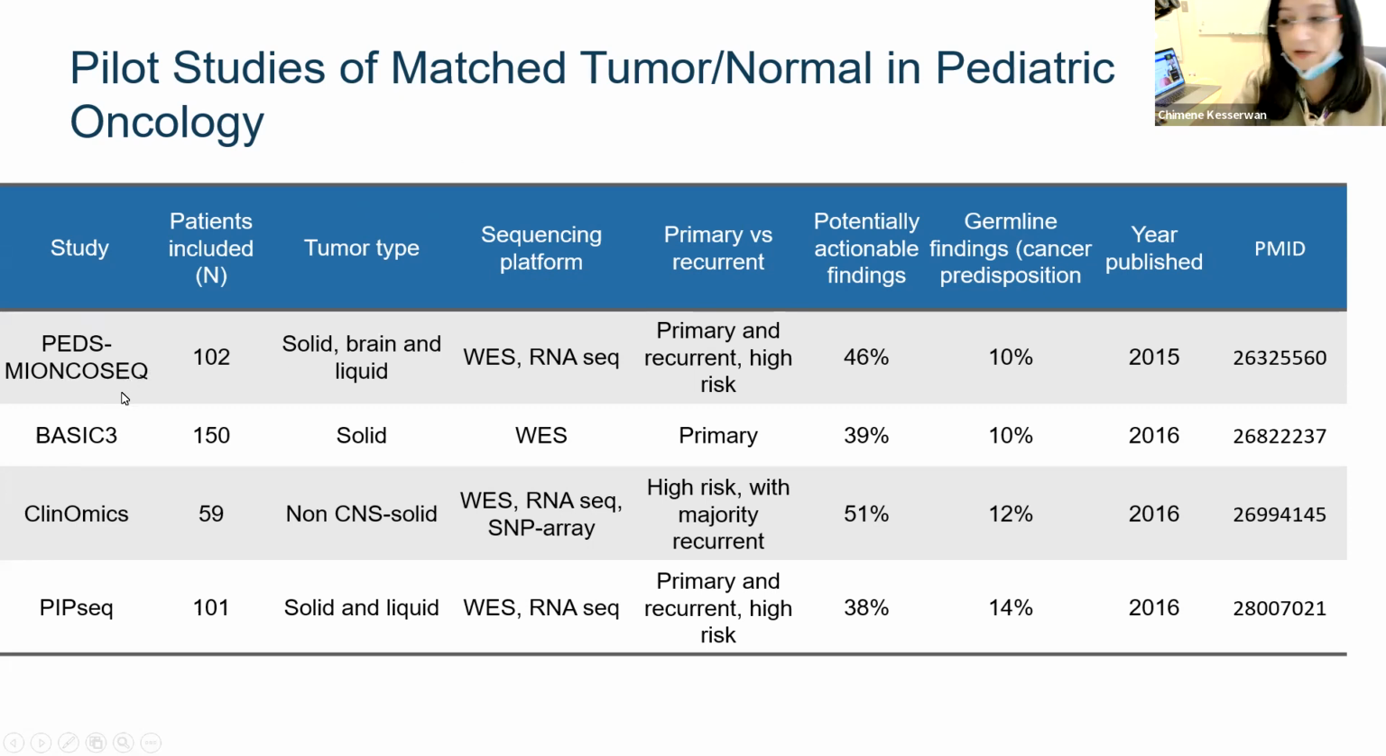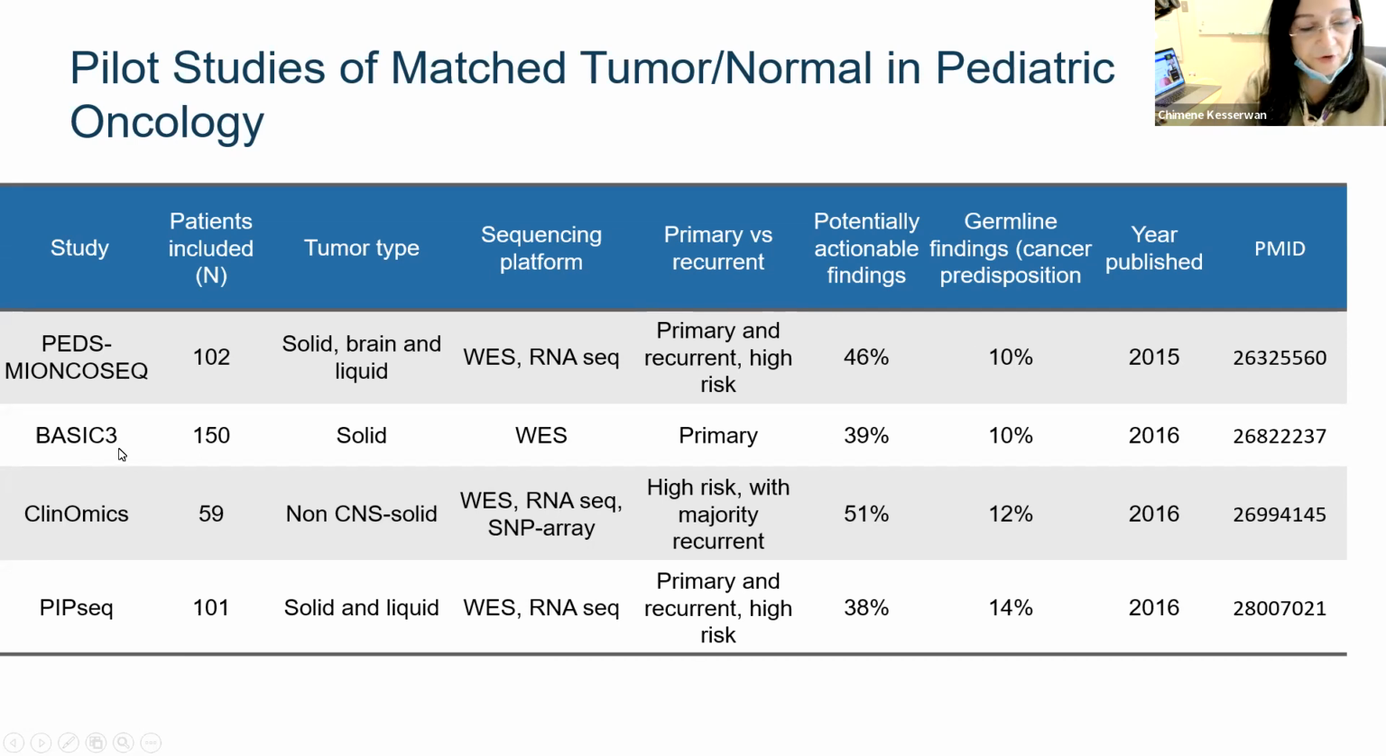So the first one, Peds MiOncoSeq, is from Ann Arbor, where they studied 102 patients with solid, brain and liquid tumors. They did whole exome and RNA-seq, and they detected like 46% potentially actionable findings in terms of therapeutic, prognostic, or diagnostic actionability. But they did come up with 10% of their cohort having a cancer predisposition syndrome, a pathogenic or likely pathogenic variant in one of the cancer predisposition genes.